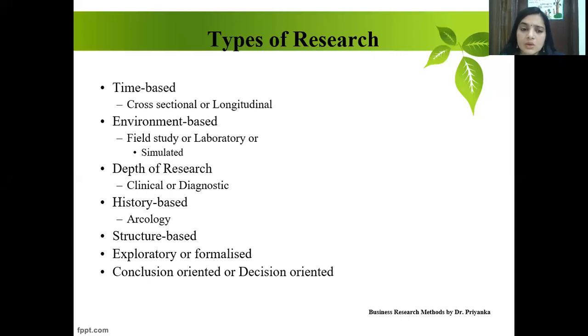Then the only thing is, you will be selecting only those variables which you feel are creating problems. But when it comes to decision oriented research, you will have to consider all the variables in the company, all the parameters possible, so that you can actually know whether these were creating problems or not. Decision oriented research is one step ahead of conclusion oriented research.